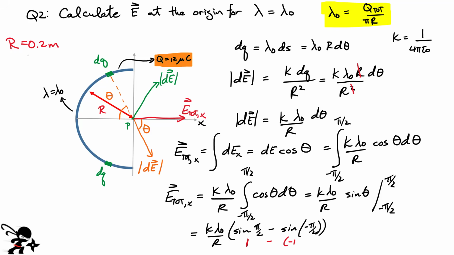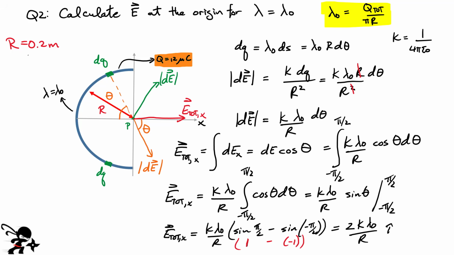Minus, and this becomes minus 1. All right, so here you get just the number 2 that comes out in the front. So you put the number 2 here. You have k lambda 0 divided by r is my total electric field. And just to get the direction right, I'll just put an i hat vector here, but I know it's in the positive x direction from the symmetry.